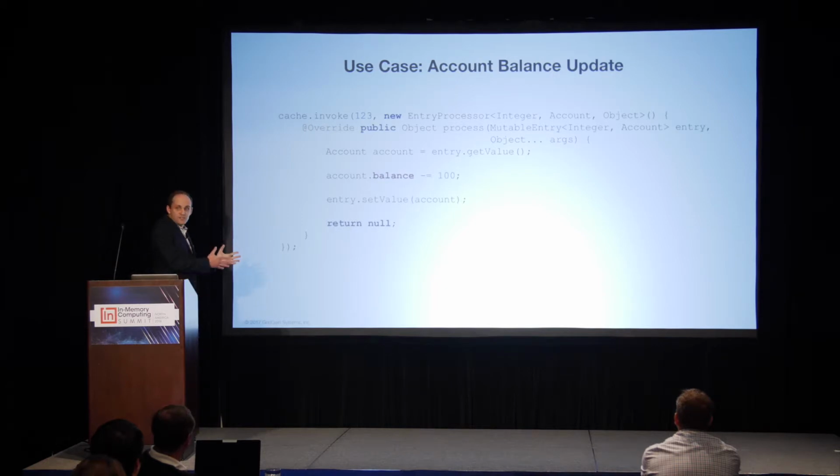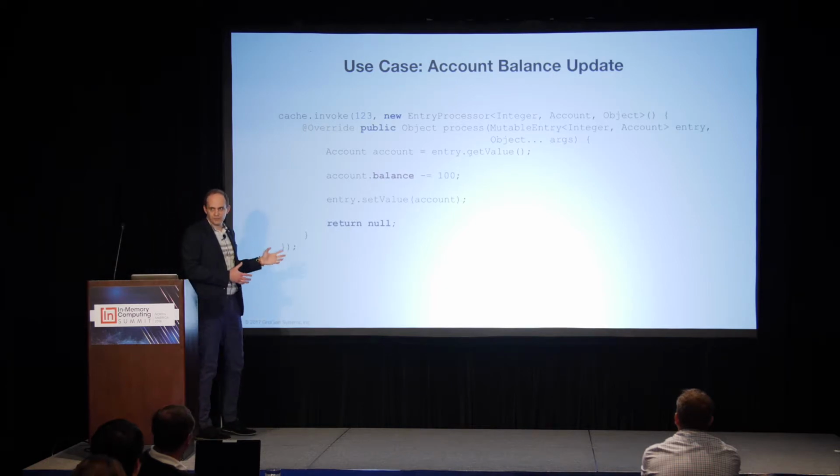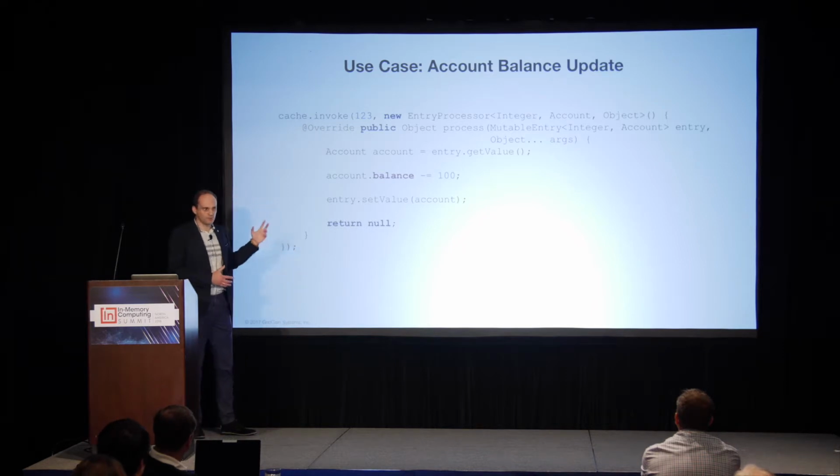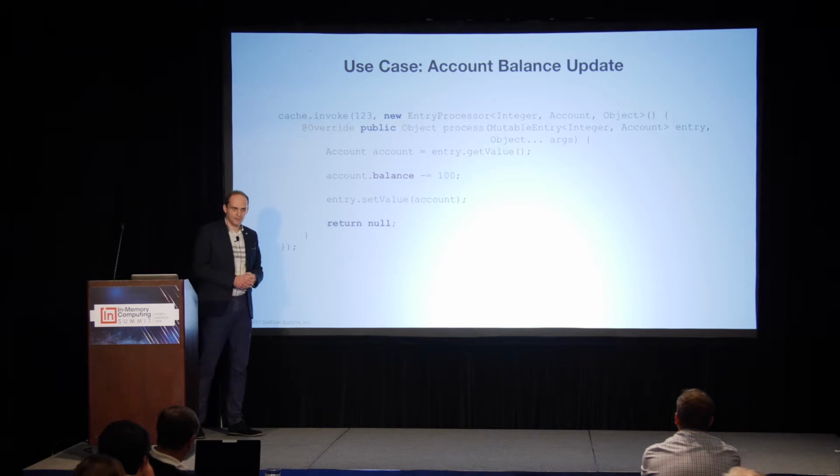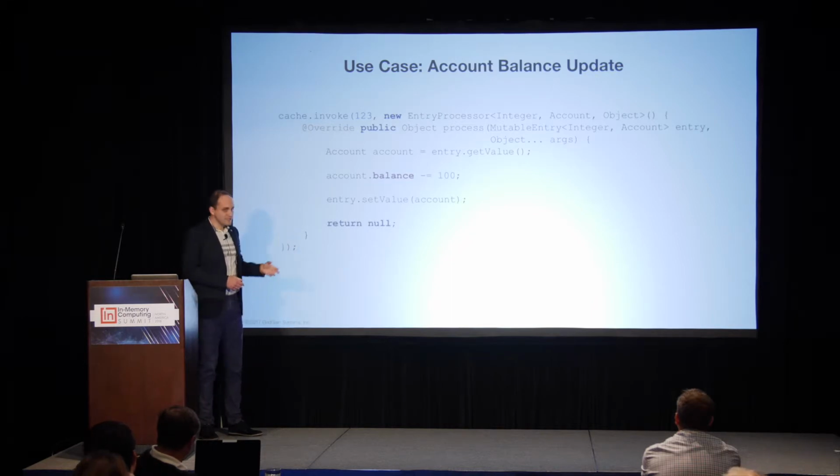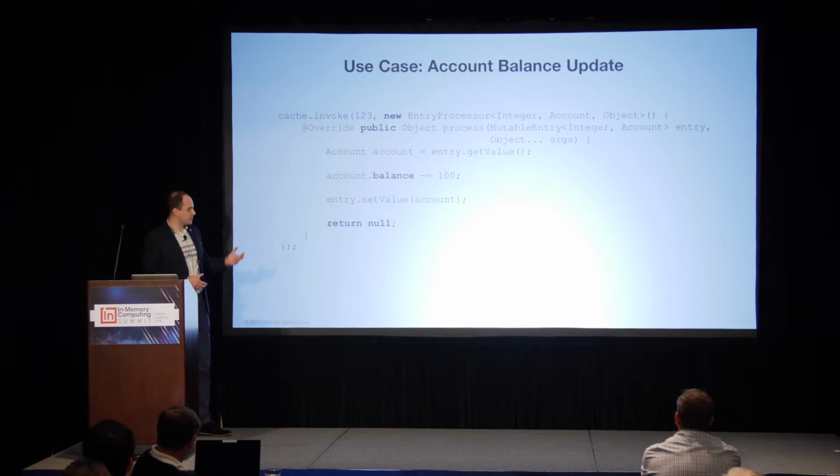So again, from a functional standpoint, this code does exactly the same. There is no difference. It updates the account balance and subtracts $100 from that balance. But from a performance and scalability standpoint, the difference is huge. The latency of this operation would probably be orders of magnitude lower than the latency of the previous example.